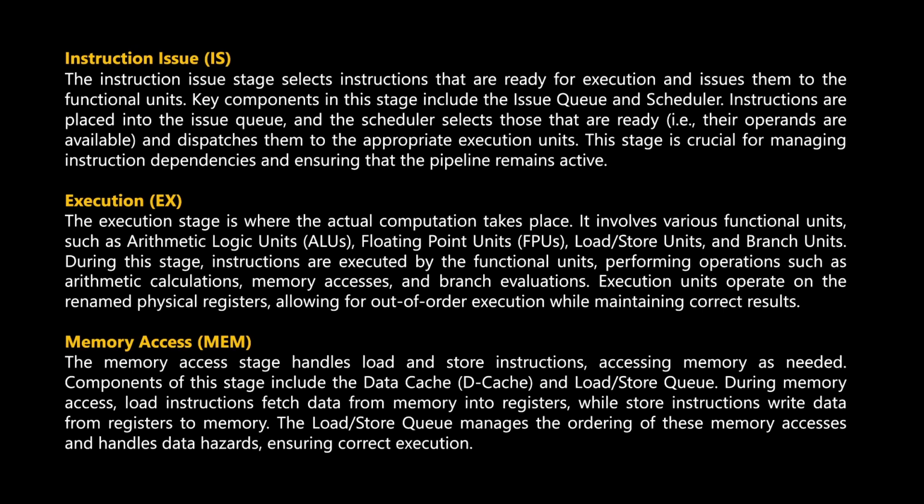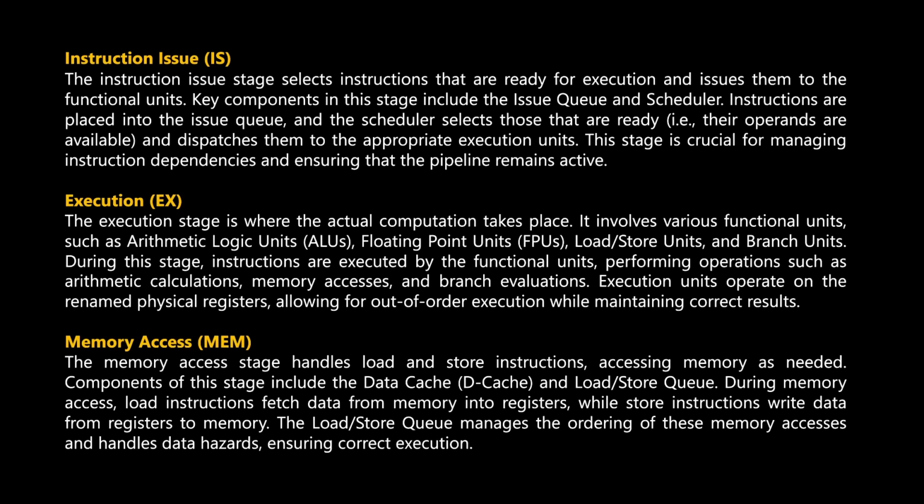Next is the instruction issue. The instruction issue stage selects instructions that are ready for execution and issues them to the functional units. Key components in this stage include the issue queue and scheduler. Instructions are placed into the issue queue and the scheduler selects those that are ready and dispatches them to the appropriate execution units. This stage is crucial for managing instruction dependencies and ensuring that the pipeline remains active.